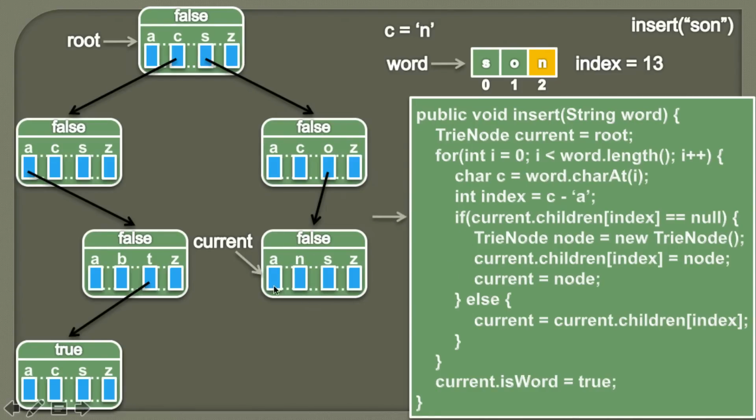So in the if block, we'll simply check whether the value of this children array at index 13, which maps to n, is null or not. So currently you can see this value points to null. So the condition in the if block comes out to be true.